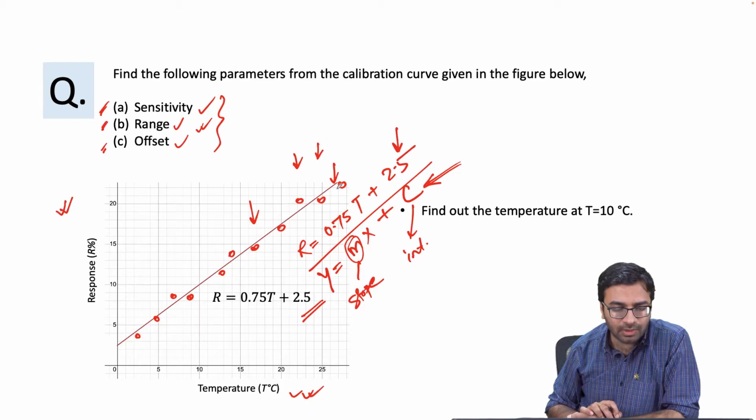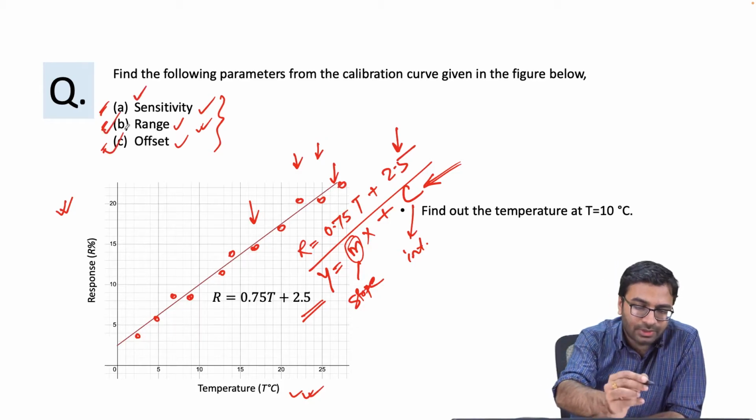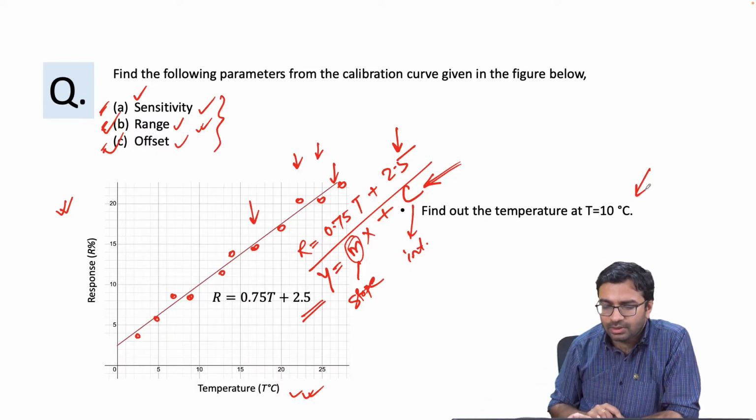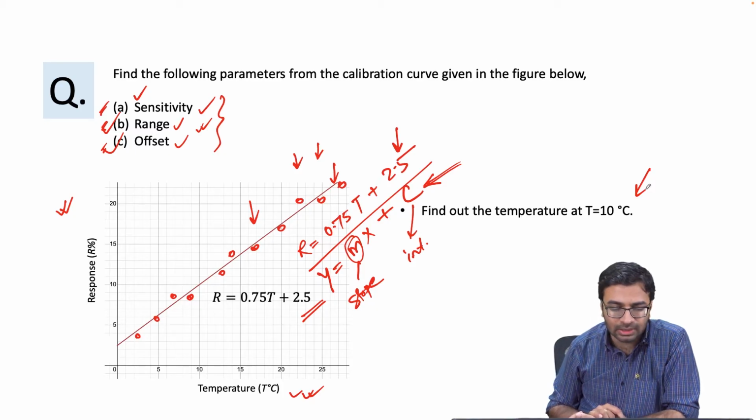Now in this case, we have to figure out from this information three parameters: sensitivity, range, and offset. And there is another question, which is to find out the response at T equal to 10 degrees centigrade.